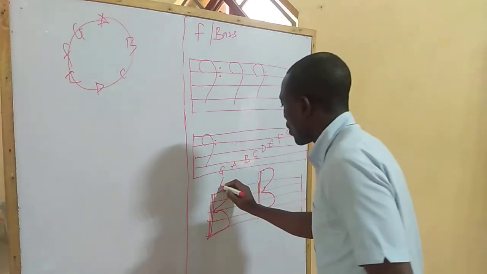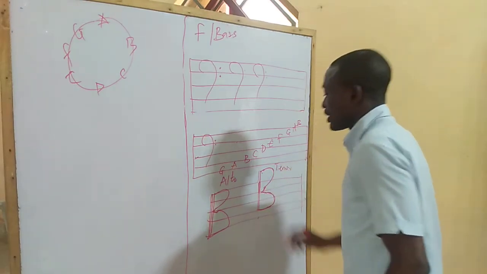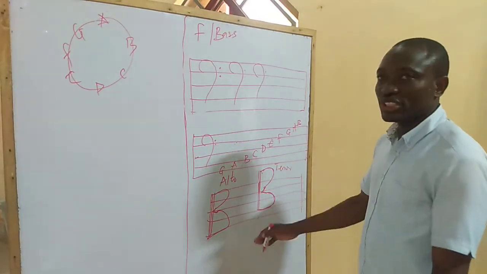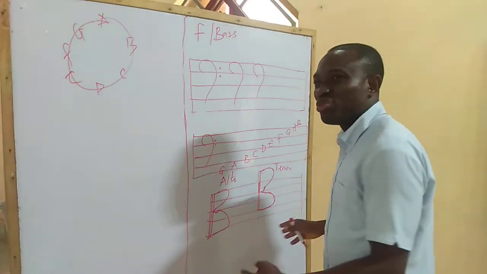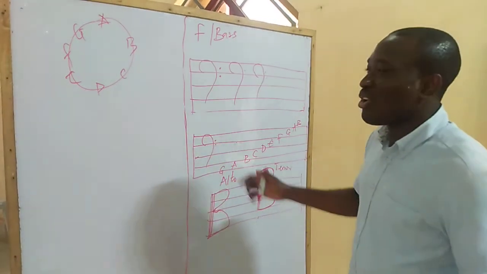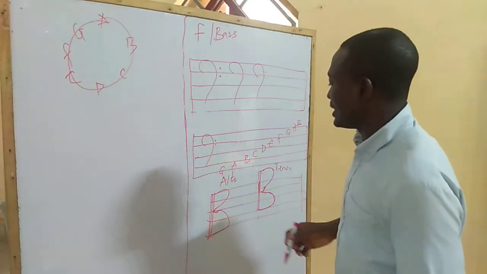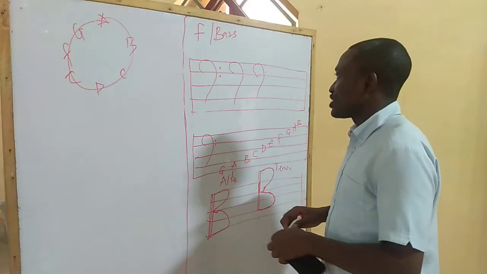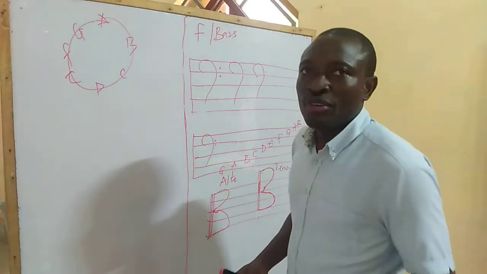This is alto clef, while this is tenor clef. You might not bother yourself majorly on this because it's the instrumentalist that makes use of this majorly. But for all the voices, it makes use of the G clef and the bass clef. And that is it for clef.